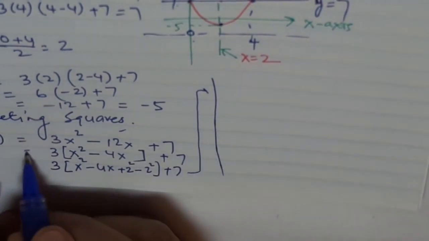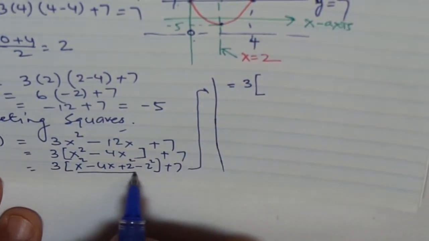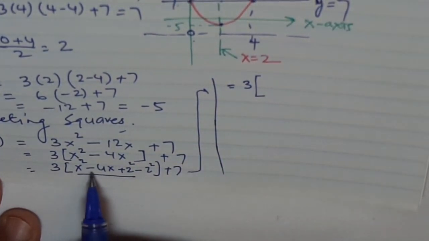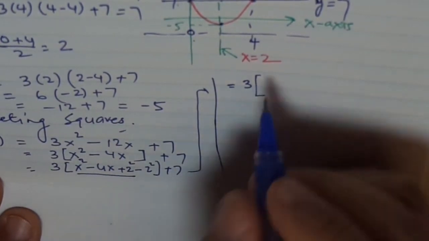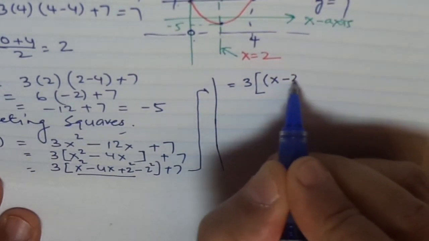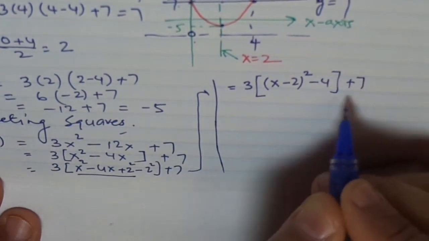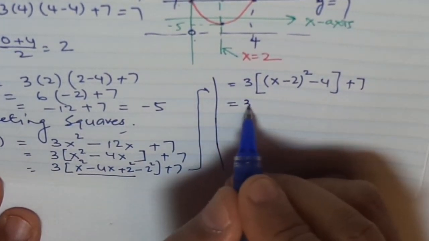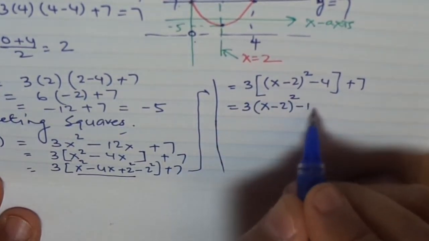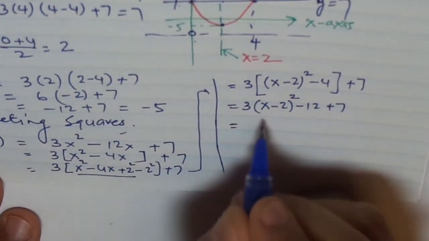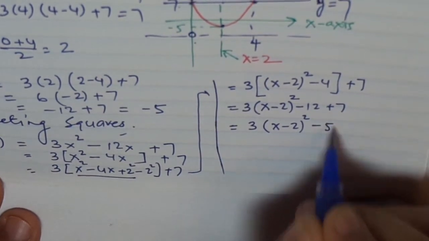So we get here 3 times. Now these 3 terms are a perfect square: x squared minus 2 times 2x plus 2 squared, right? So we will make it a perfect square, which is x minus 2 whole squared, minus 4, plus 7, correct? And now we will open the bracket. It becomes 3 times x minus 2 whole squared, and 3 times minus 4 is minus 12, plus 7. And we can add this up and we get 3 times x minus 2 whole squared minus 5. We get the same equation.